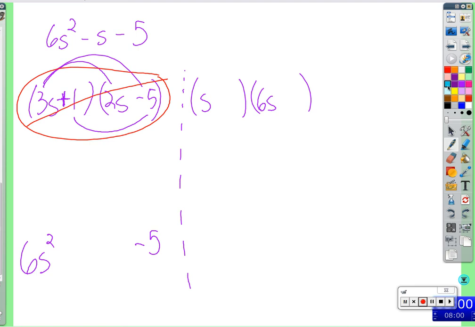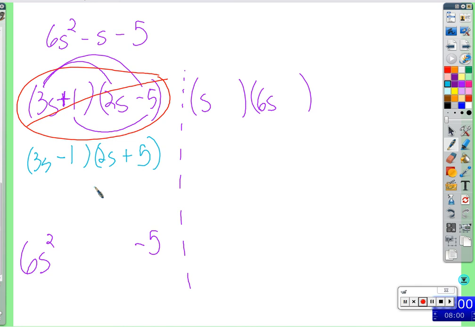Well, let's set it up again. 3S, 2S, definitely going to give us 6S squared. And we need some kind of combination of a 1 and a 5, where one of them is positive and one is negative. We just want to do it in such a way that we don't have a positive 1 with 3S and a negative 5 with 2S, because we already tried it and it didn't work out. So what's another possibility? Negative 1, positive 5. Let's put a negative 1 right here and a positive 5 here. That's certainly another option, so let's try it out.